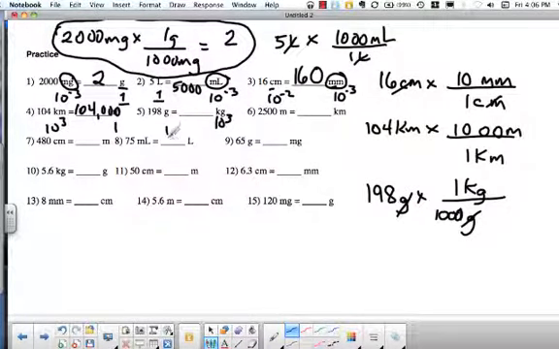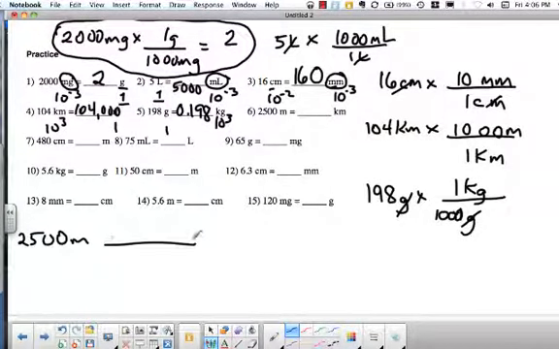All right. Number 6, meters to kilometers, so 2,500 meters. I want to get out of meters. This is a 1, this is a 10 to the third. Meters is smaller, so there are 1,000 meters in a kilometer. So 2,500 divided by 1,000 is 2.5 kilometers.